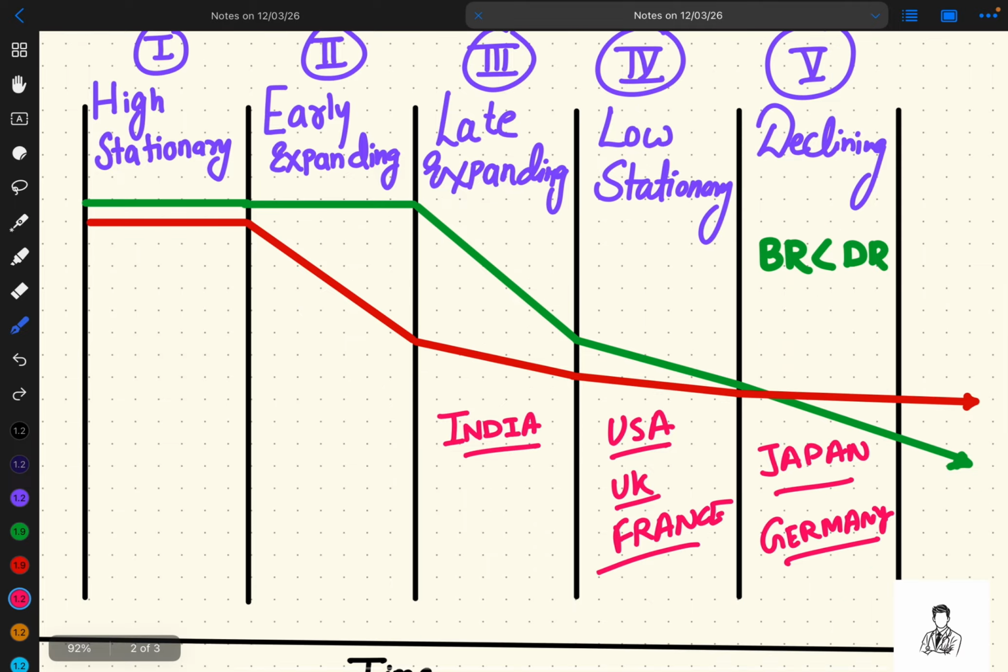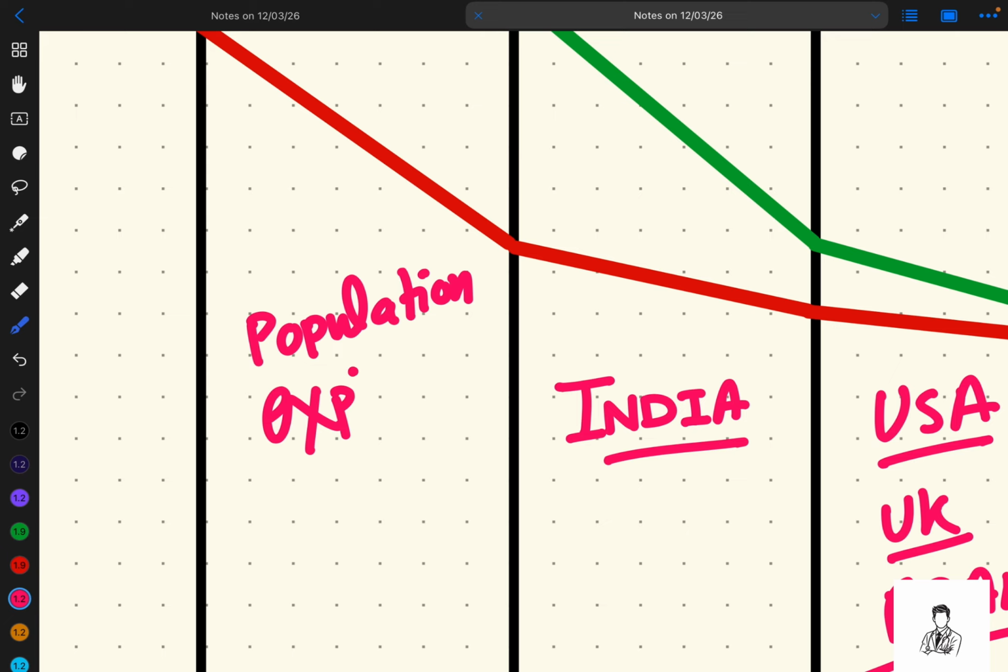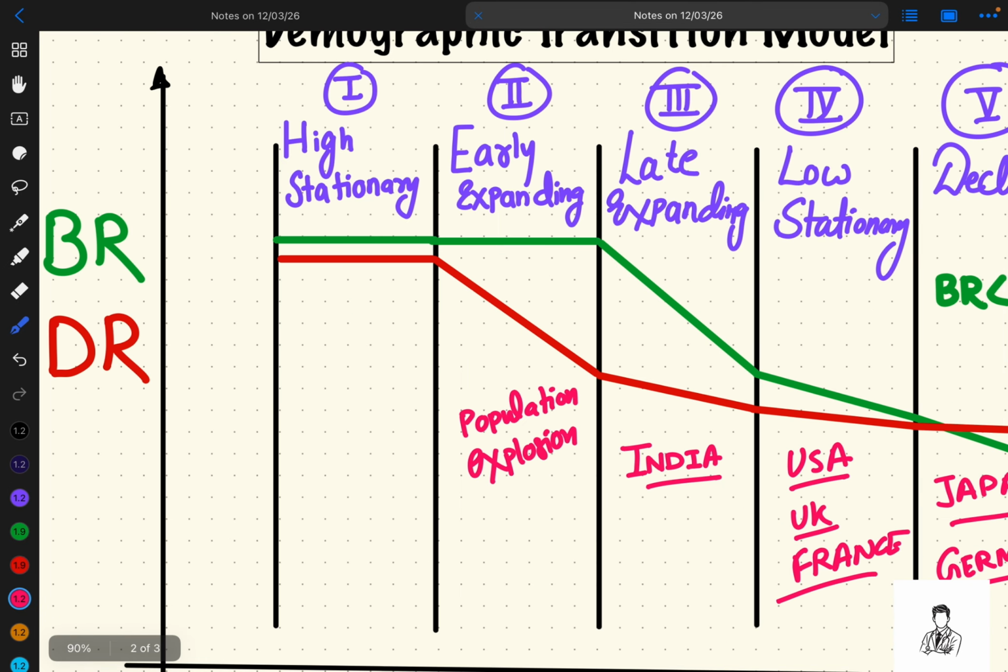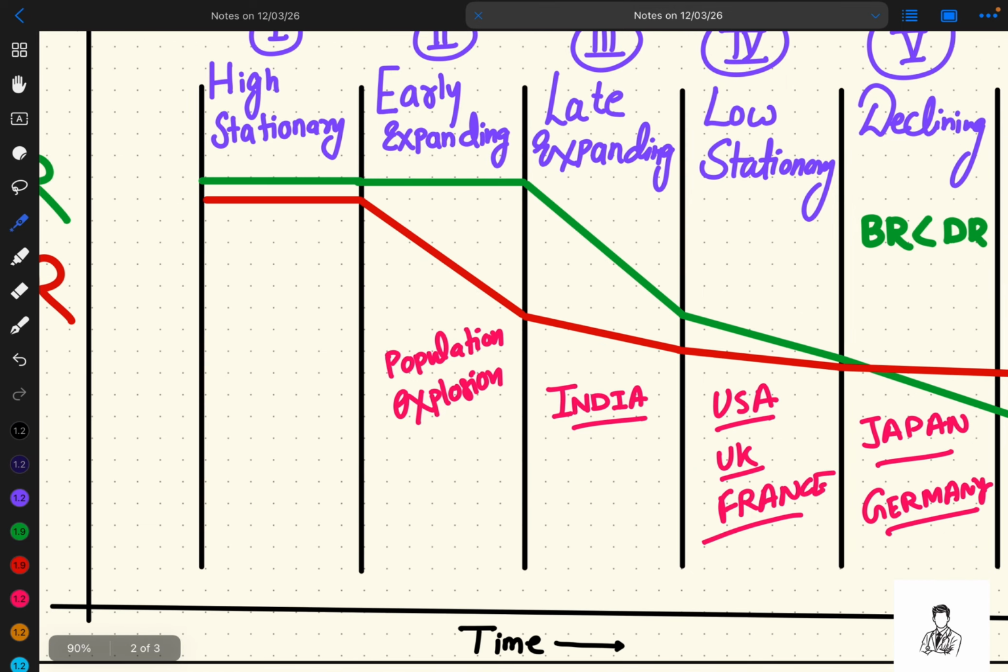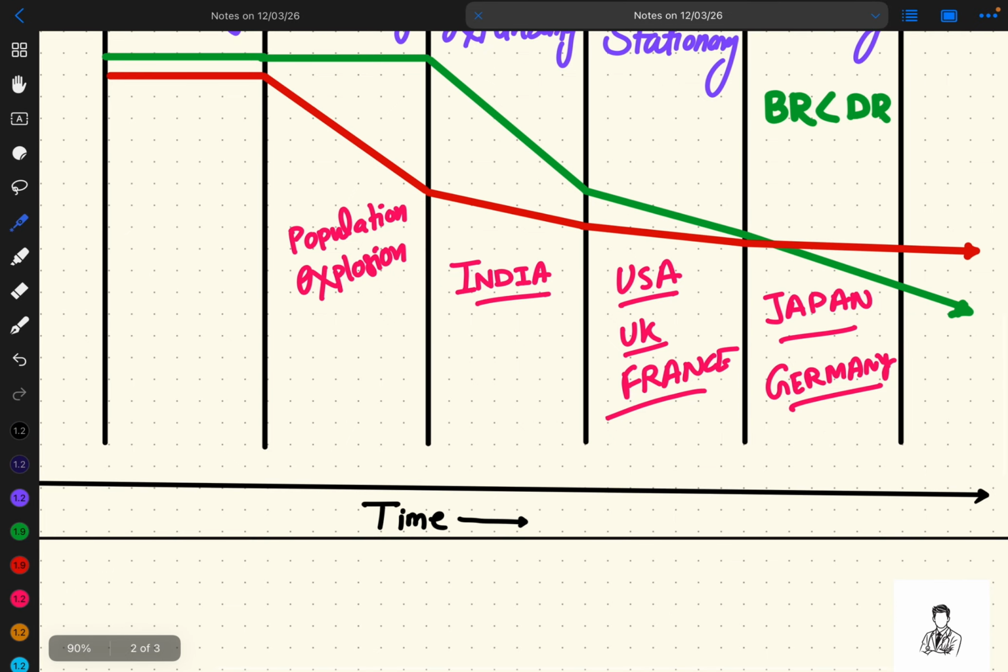So population explosion was here. Population starts increasing at the start of early expanding, and population growth decreases to the minimum at low stationary. We will see what happens here.